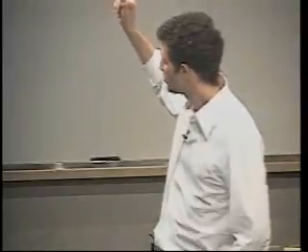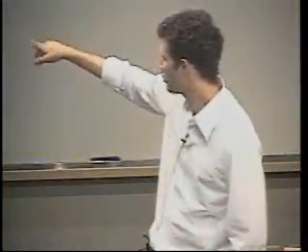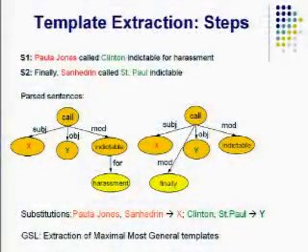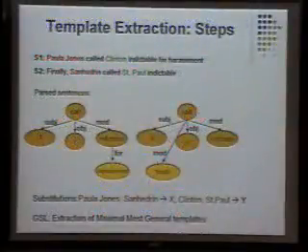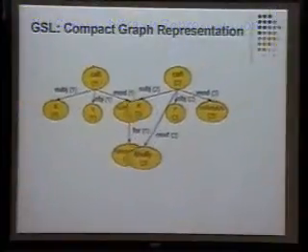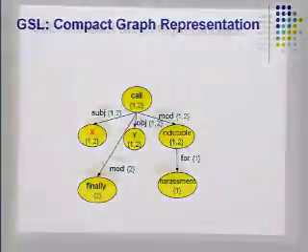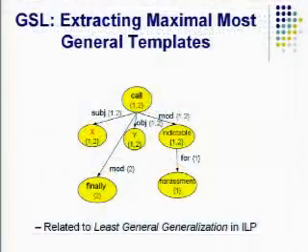First, we parse all the sentences, because we work at the syntactic level. We change all the instances back into variables. So now we've got "X called Y indictable for arrestment," and finally "X called Y indictable." Now we look for the repeated parts, which are the templates, in the algorithm that we call GSL. In order to do that, we take all the sentences and collapse them into one big aggregate graph, which we call a compact graph representation. In each node, we have the set of sentences containing that node, and the same for the arcs.